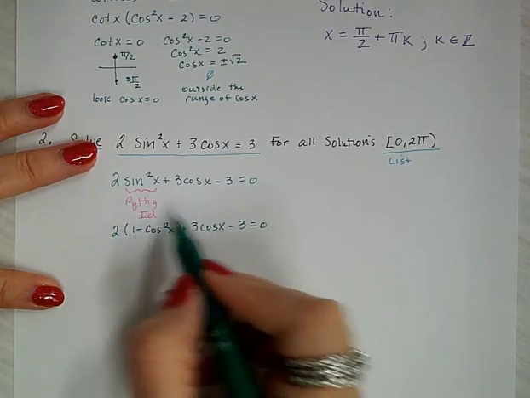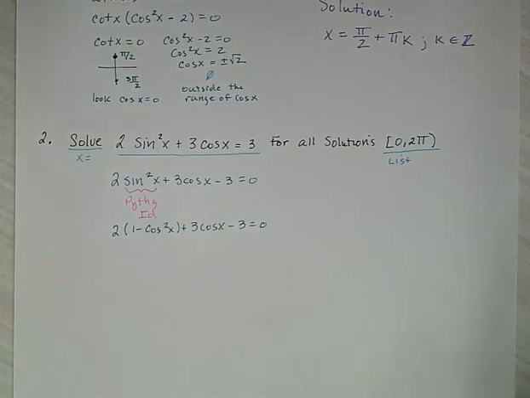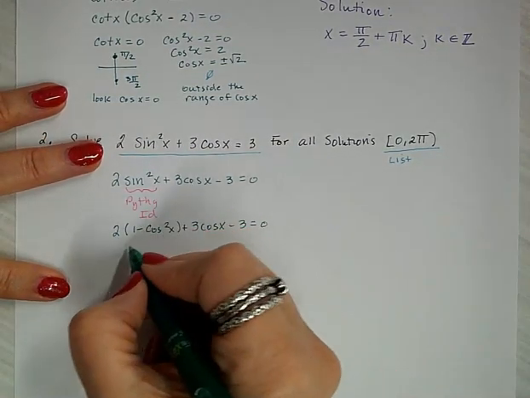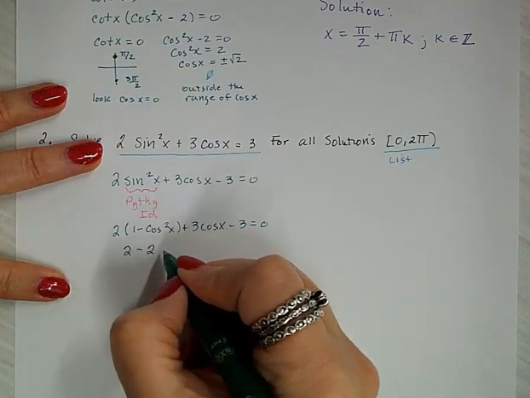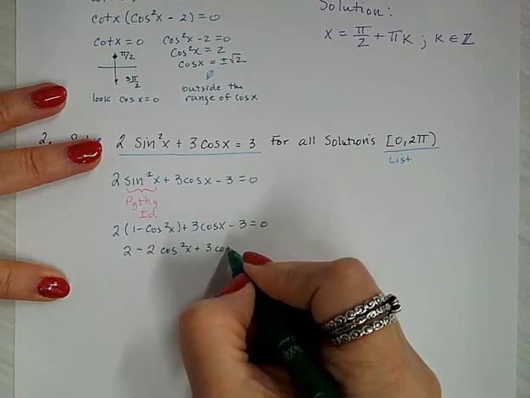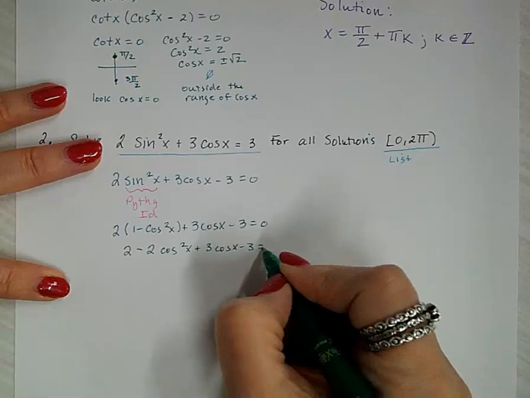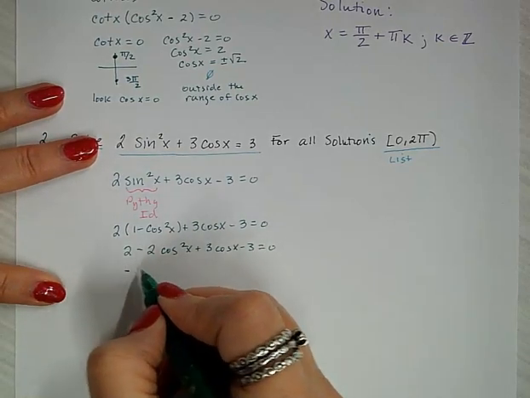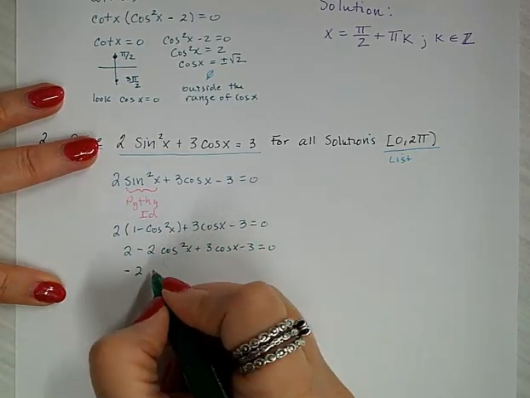And so what I did here, now by using this, I can distribute my 2 through, and I can rewrite this so that it is some sort of trinomial type form equal to 0. So when I distribute through, I'm going to have 2 minus 2 cosine squared x plus 3 cosine x minus 3 equals 0. So I'm going to pull my power of 2 term first.